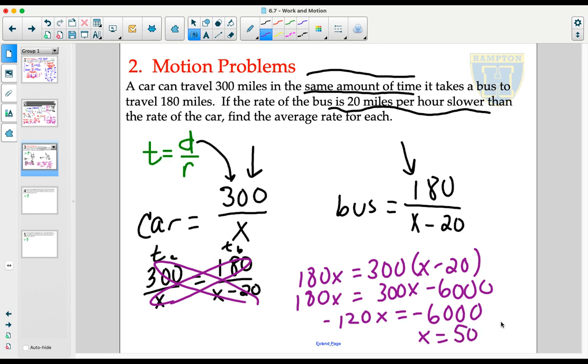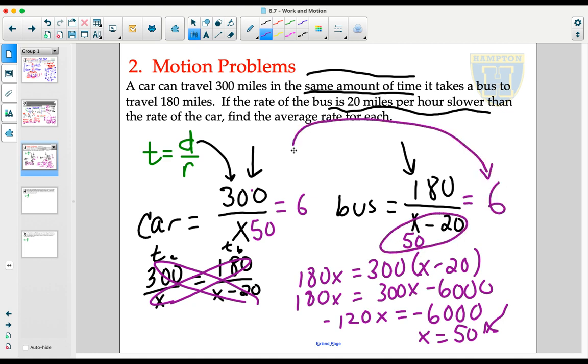Because this is such an easy solution to check, it makes sense to go back and make sure that that actually works. We're going to put 50 right here and 50 right there. 300 divided by 50 is equal to 6. 180 divided by 30 is also equal to 6. And we have our bus and our car traveling for the same amount of time.